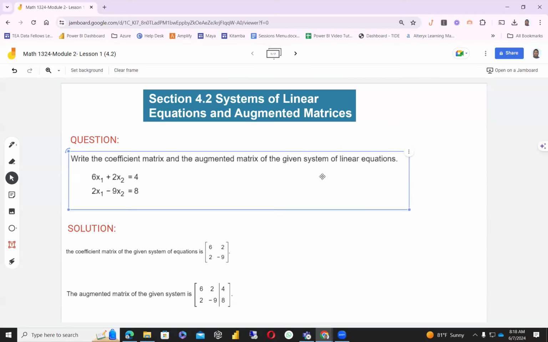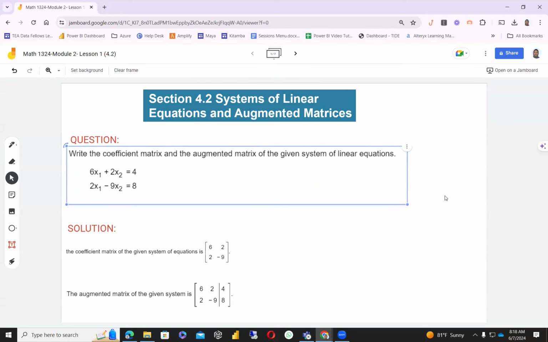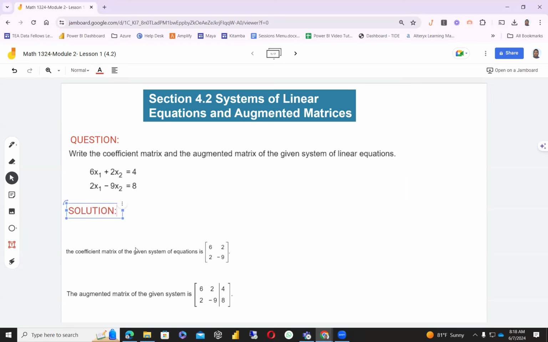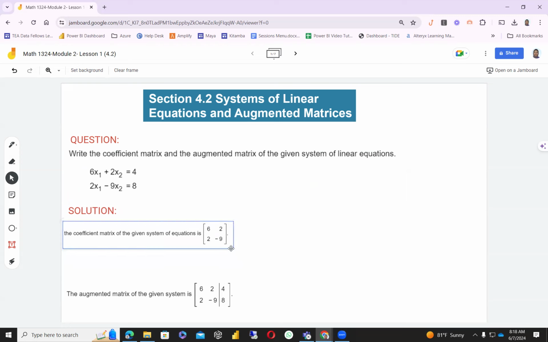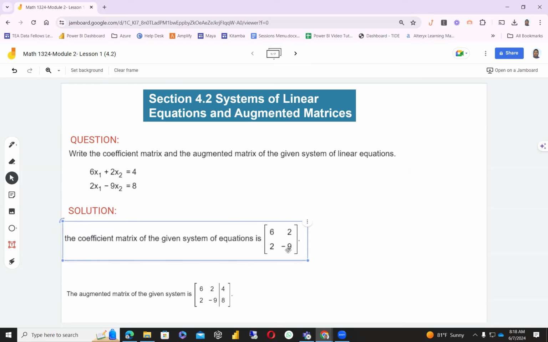First question on the homework says, write the coefficient matrix and augmented matrix of the given system of linear equations. So this is very easy. So we have a system of equations here. First, this question is asking what is the coefficient matrix here. So for the coefficient matrix, you only look at the coefficients for x1 and x2.